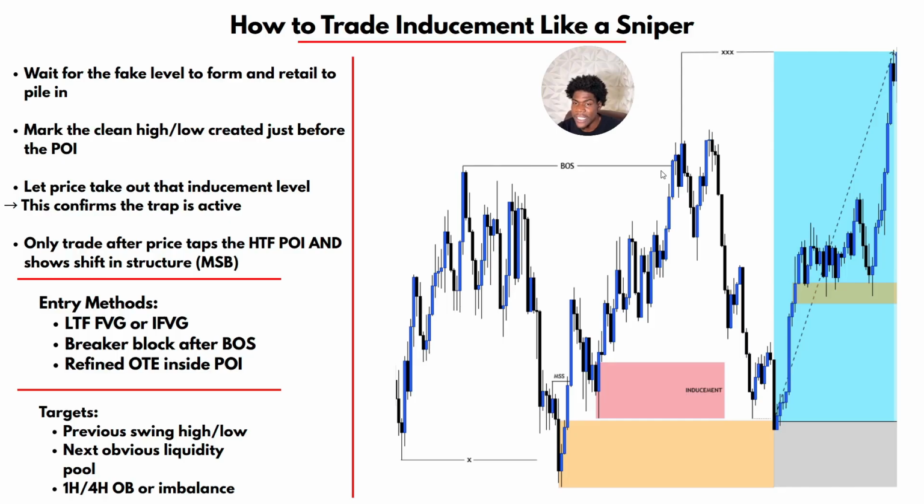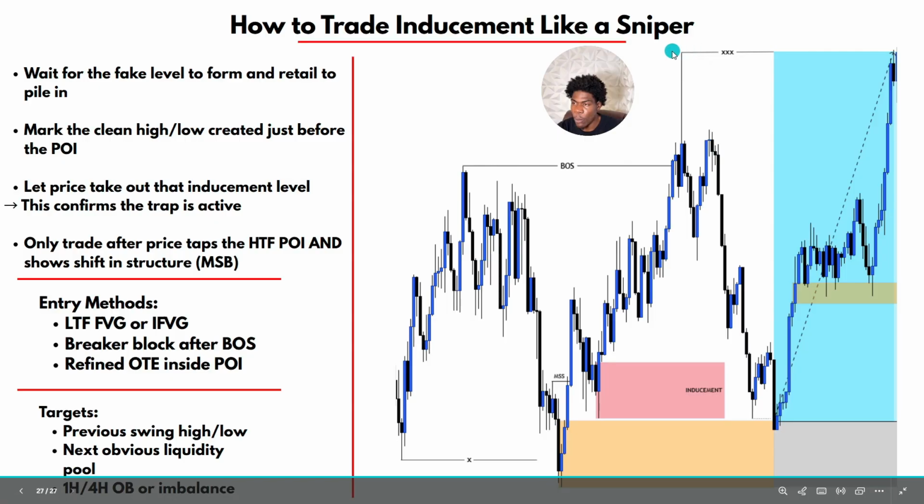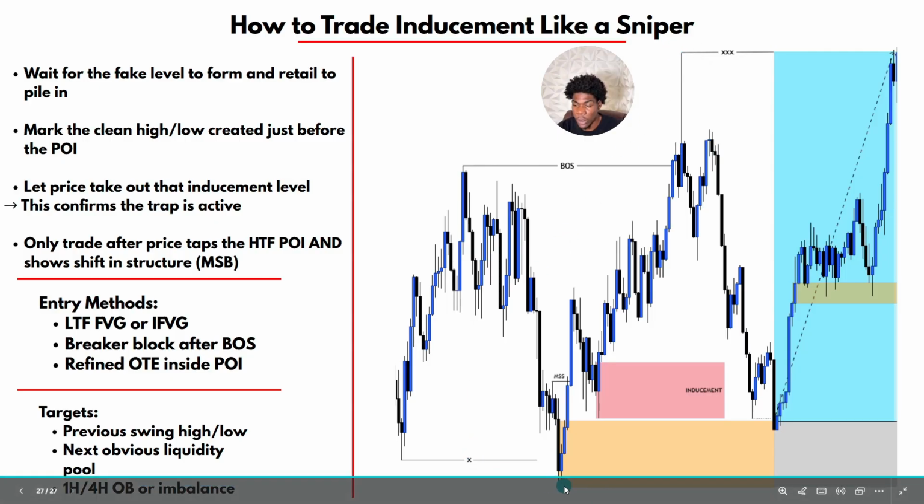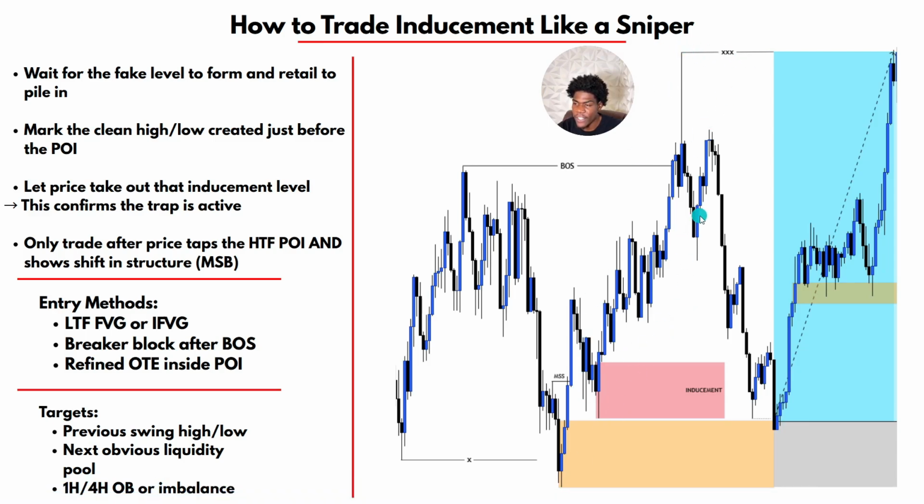So number two is that you mark out the clean high and low created before the point of interest, right? You see that price give us this dealing range from this old low to this old high right here. This is the true range right here, from this old low right here to this old high right here. And everything inside of this range is what we call internal range liquidity. So this inducement right here, this fake order block, is part of this internal range liquidity right here.